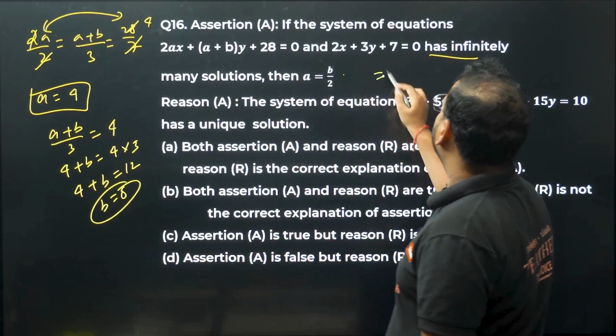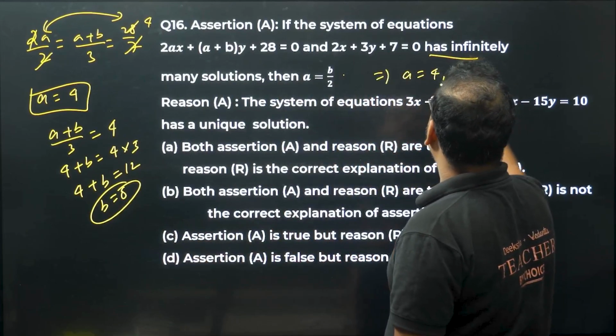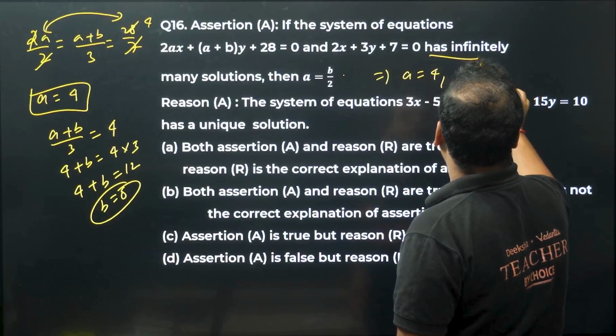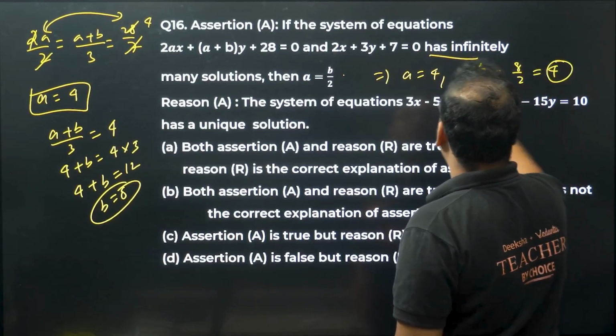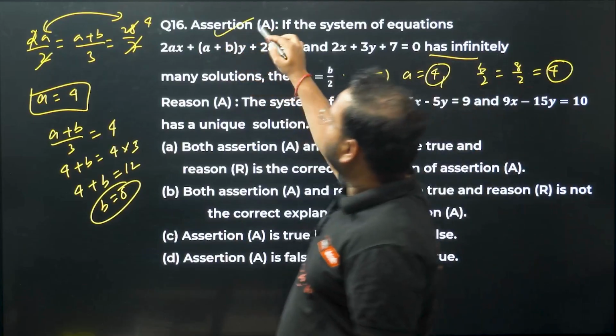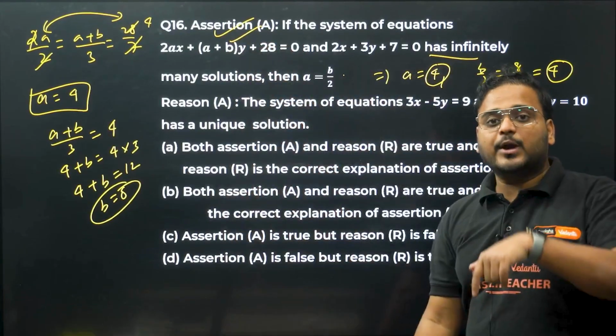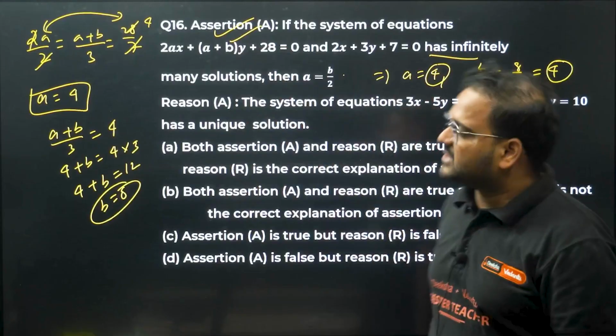B value is 8. What are they saying? They're saying A is 4 and B by 2 is what? B by 2 is 8 by 2, which is also 4. So are they equal? Yes. A is 4 and B is 8, so B by 2 is again 4. They're equal. It means assertion is true.